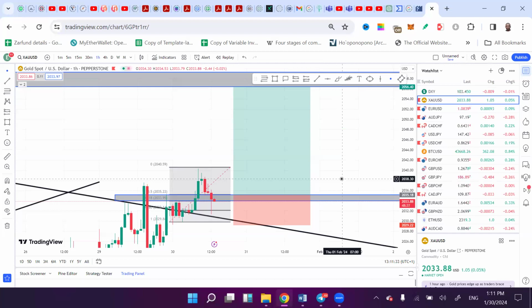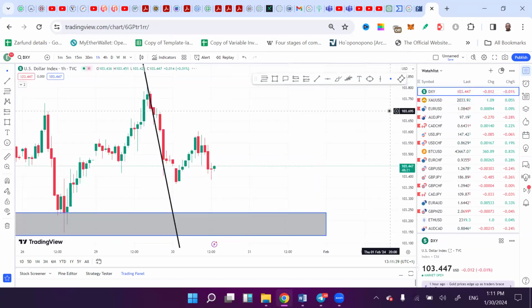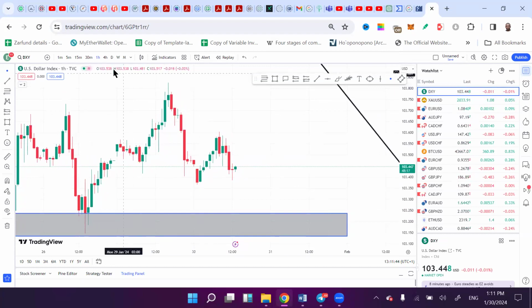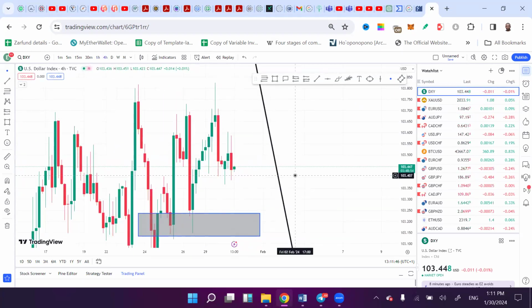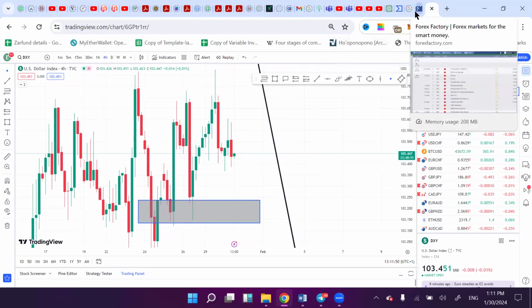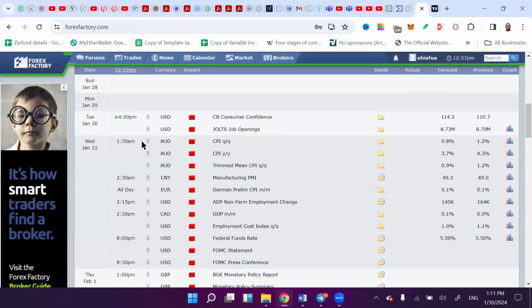Like what's the direction of gold likely to be? All of those things are some of the things you want to keep in mind, right? So in that case, first of all, we want to look at what's the dollar index doing. So right now, we are expecting a particular news event to happen. We're expecting the JOLTS job numbers by 4 p.m. This is in about 3 hours, maybe a little less than 3 hours.